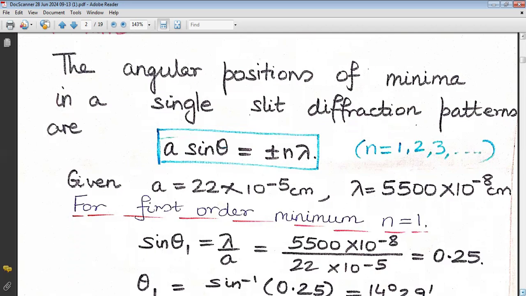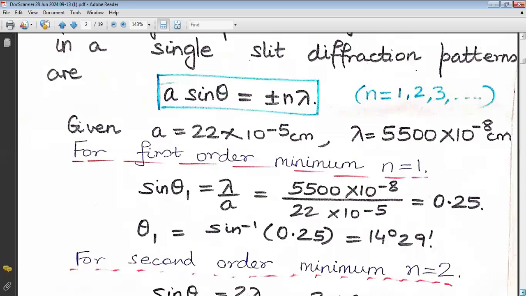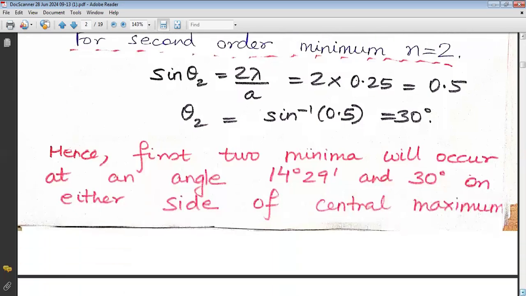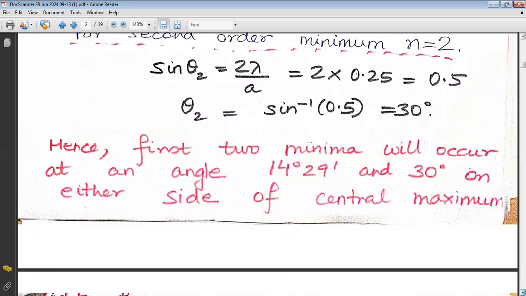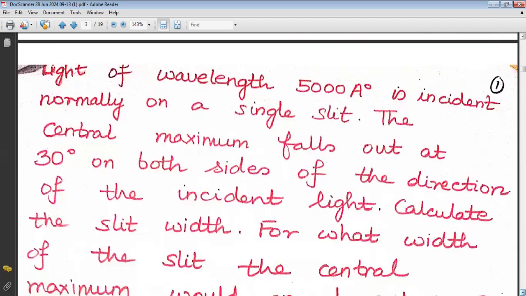For first order minima, n will be equal to 1. So sine theta 1 comes as this much. For second order minima, n equal to 2. And the first two minima will occur at angles 14 degree 29 minute and 30 degree on either side of the central maxima.